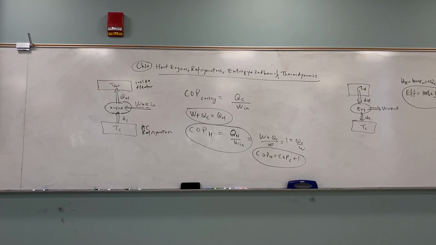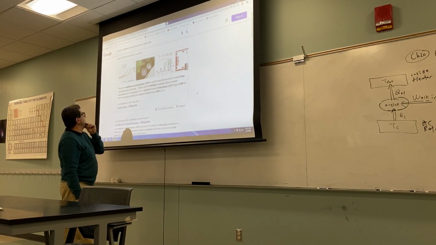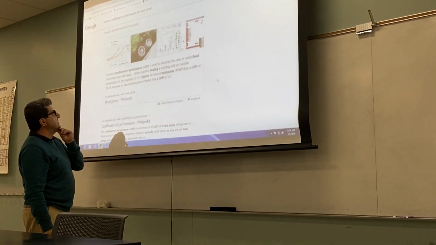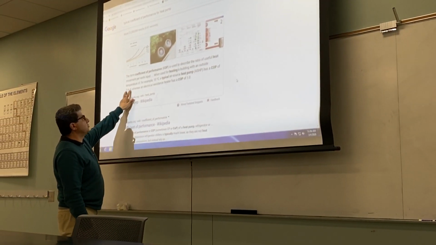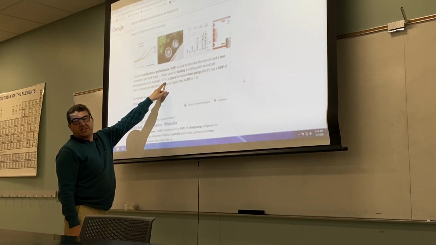Okay, so if you look at this website, it's saying the term coefficient of performance is used to describe the ratio of useful heat movement per work, when used for heating a building with an outside temperature of, for example, 10. A typical air source heat pump has a coefficient of performance of 3 to 4.